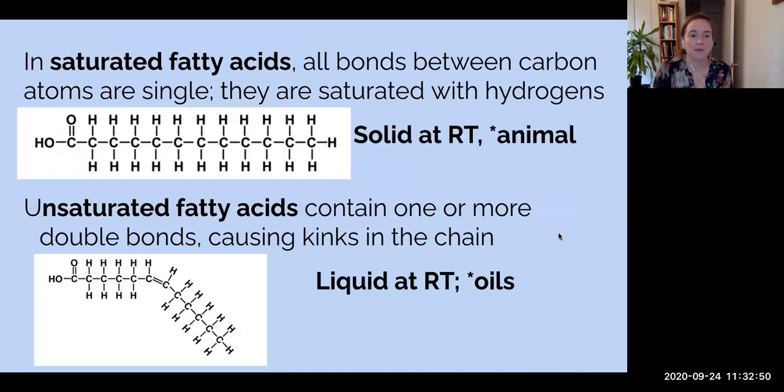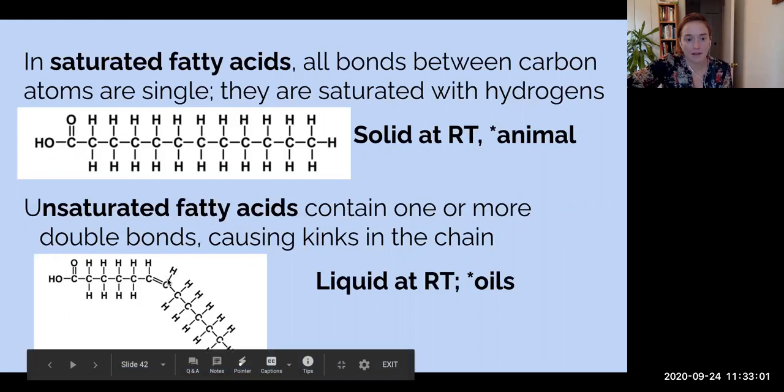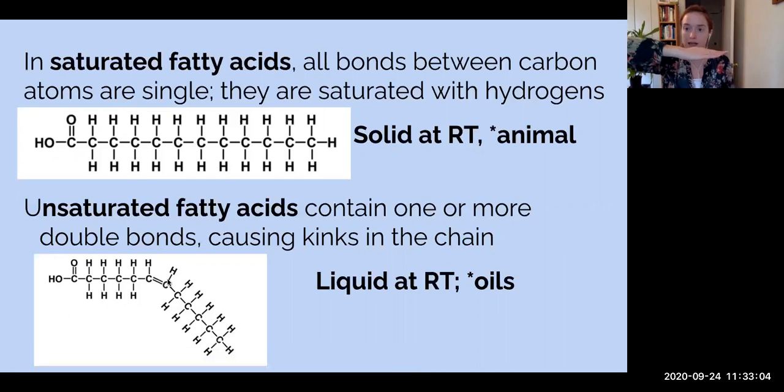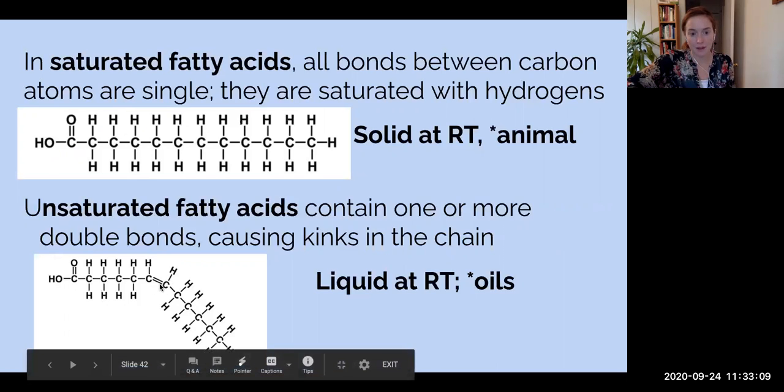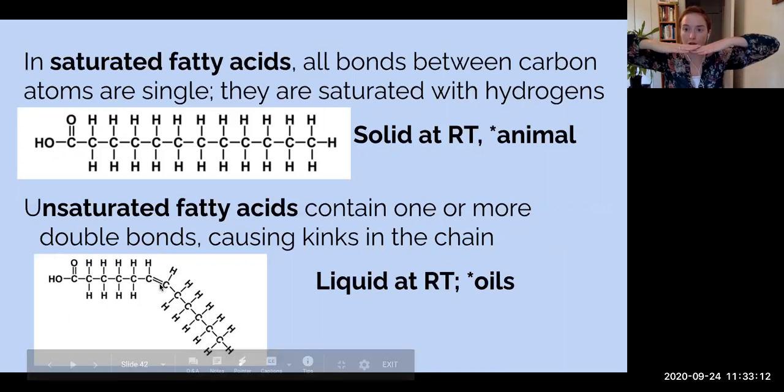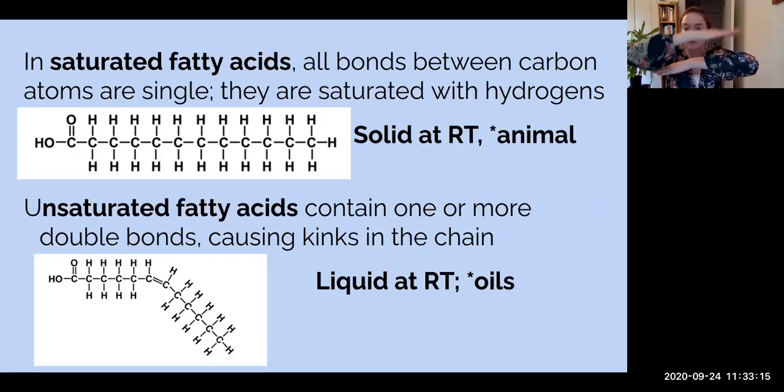Okay, just one more note before we move on. You may have heard of trans fats. So trans fats are unsaturated fats that have been forced into a straight shape. So they're unsaturated, they have the double bonds, but they've been chemically forced into a straight shape, which means that they can pack really tightly, which makes them solid at room temperature, but it also just makes them really unnatural. And so we don't know exactly how unhealthy they are, but they've been banned in several states.